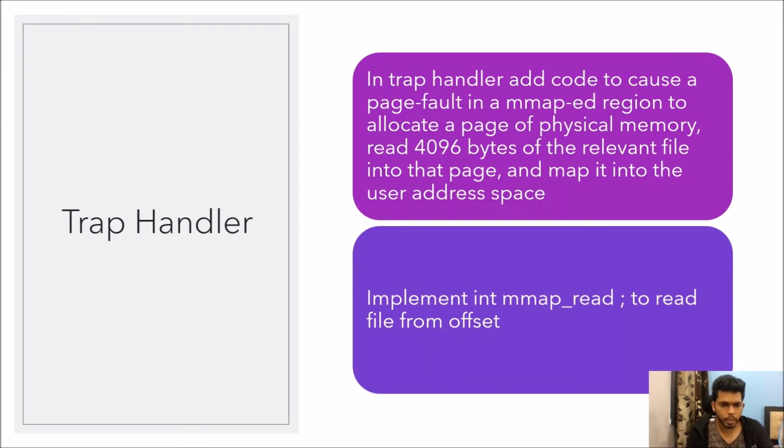We have also implemented mmap read. It reads the file from the offset. After these changes, the trap handler should perform these functions: find which virtual memory area owns the virtual address, error out if not found, allocate a new physical page, map it into the user address space by installing it in the user page table, and read one page of the file starting from the offset into the user space.